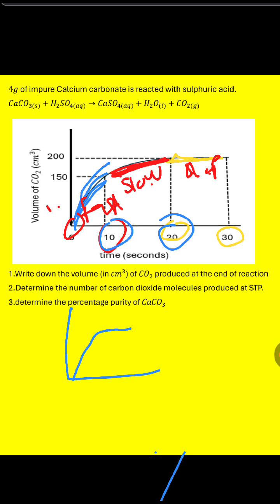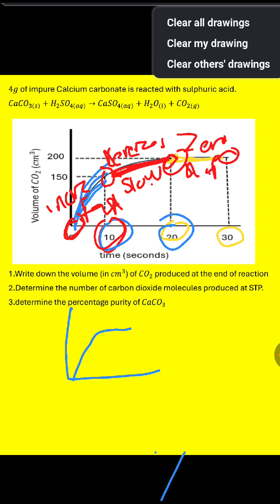Then the rate of reaction is increasing here between 0 and 10. And then we say between 10 and 20, the rate of reaction is decreasing because now it is slow. Then between 20 and 30, we say the rate of reaction is 0. Just for grade 12, rate of reactions, we're just reminding you.